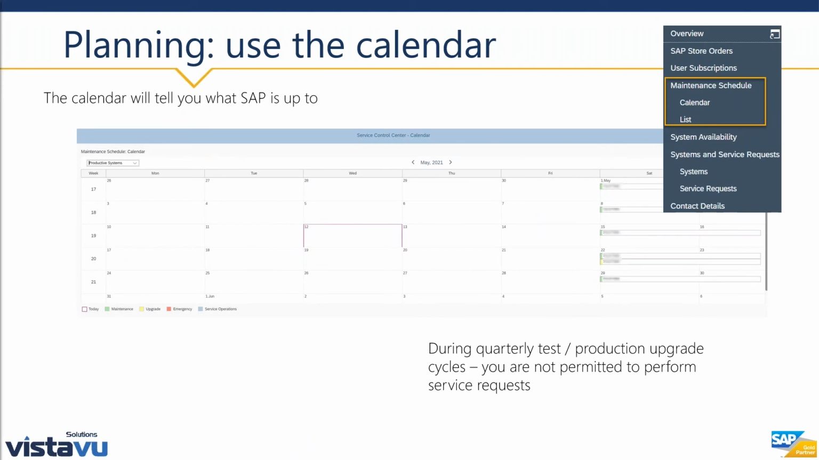So inside that work center, you see that at the top right, there's a few different screens or views that you can go into. The one that is very useful as part of your planning is the maintenance schedule. And you can see that either as a calendar or as a list of events. The screenshot that I'm showing you here is an example of the calendar.